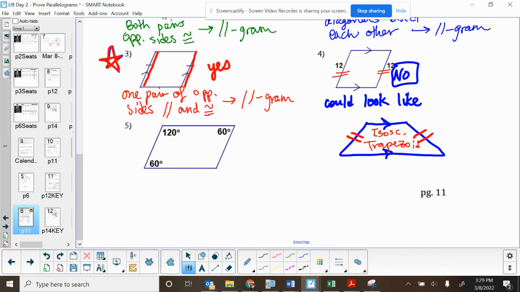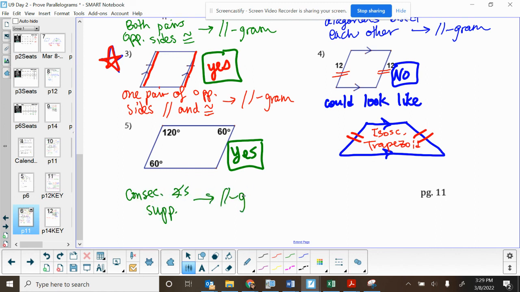Okay, and then the last one on this page is yes, because, forgot to box this one, because we have consecutive angles supplementary implies parallelogram. Because these guys add up to 180 and these guys add up to 180 degrees. So look out for another video on how to prove parallelograms on a coordinate plane.